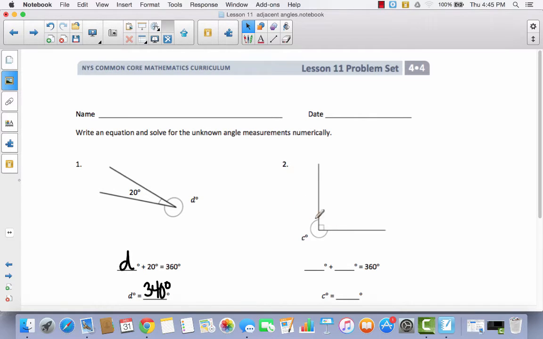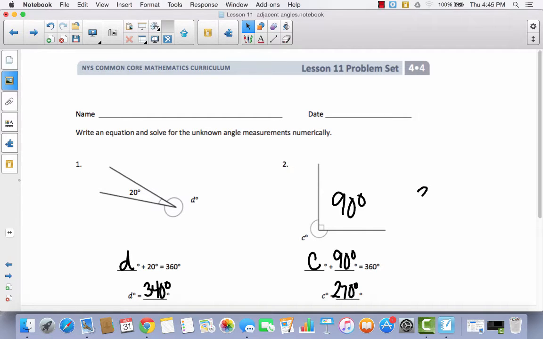Okay, look at this one. Again, we have one full turn. It doesn't tell us the measurement of this, but this symbol tells us that this is 90 degrees. So I have angle C plus 90 degrees equals 360 degrees. If I subtract these two numbers, it'll tell me angle C. Well, 360 degrees minus 100 degrees is 260 degrees, and I have to add 10 to that because I'm only taking away 90. So C equals 270 degrees.